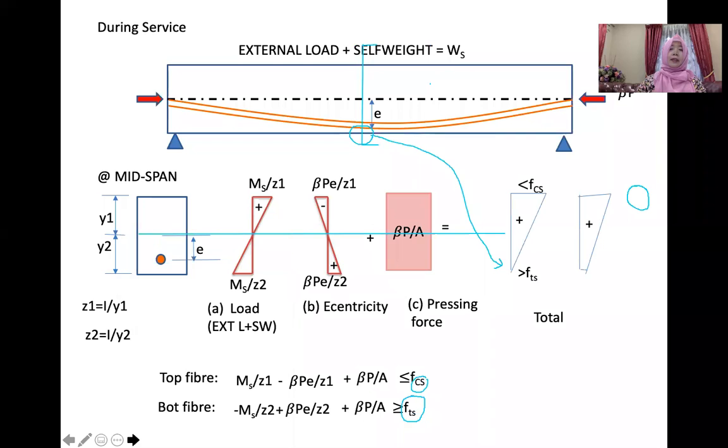Then this is during the service. During the service, we have external load and self weight. Therefore, the stress will also be due to the load here, WS, which results in MS. And then this is due to eccentricity. You can see here the eccentricity, opposite of this, plus beta PA.